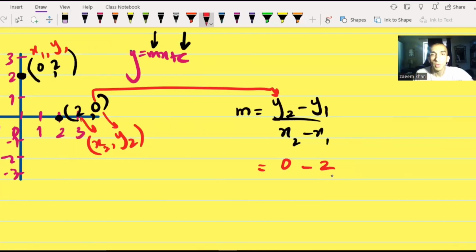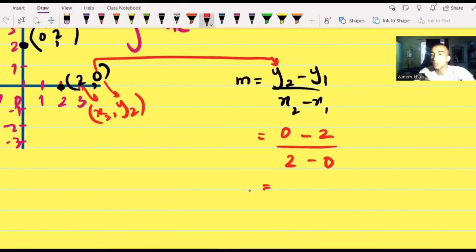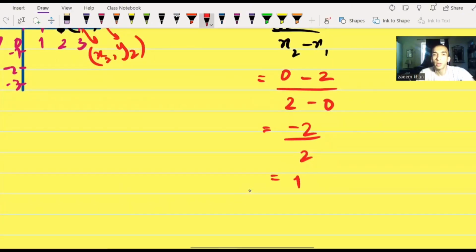2. What's the value for x2? 2 again. And x1? 0. If you solve this, 0 minus 2 is how much? What's the value for 0 take away 2? Negative 2. And 2 take away 0 is just 2.